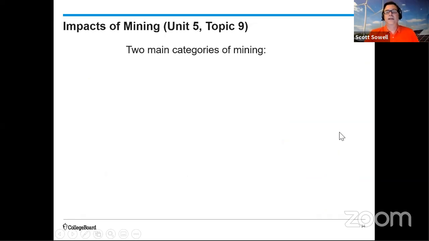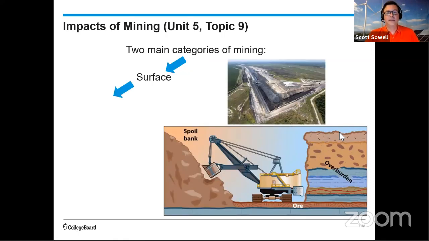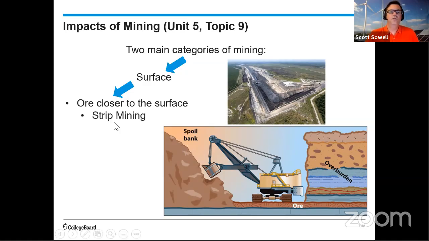So let's look at the two big categories. The two categories that we're going to talk about today are surface and subsurface. And we're just going to start with surface mining. Surface mining is done when the ore is closer to the surface, and we can basically dig it out by standing on the surface with machines. One of the types we're going to look at is strip mining. And this is an example of a strip mine here.